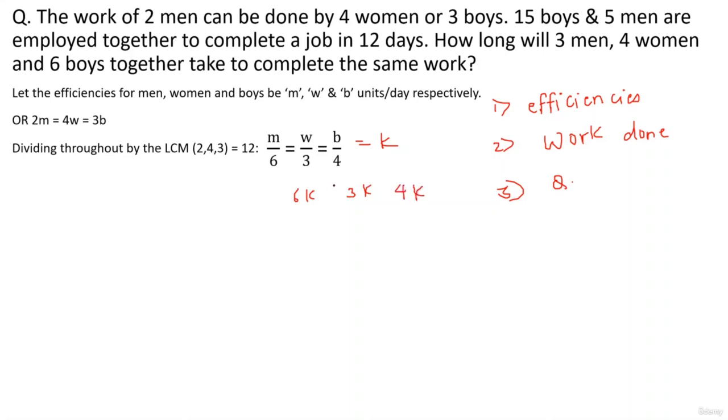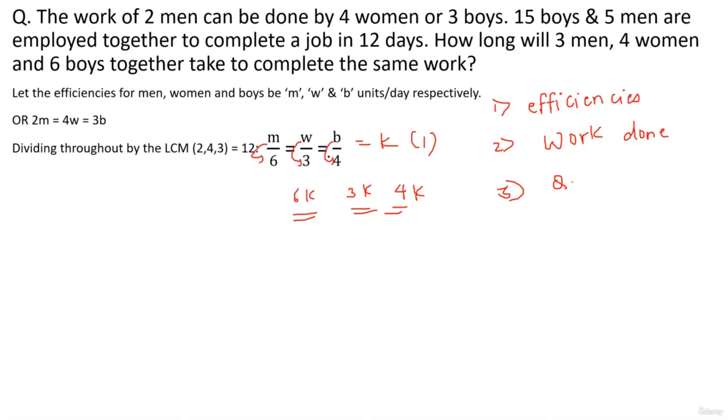Okay. In the end, क्या हो जाएगा? When we calculate the work done in terms of these values, उसमें भी K आएगा. So when you divide them, the value of K will get cancelled out. Okay. Or you can simply treat the K as 1 in that case. So you will get M is equal to 6, W is equal to 3, and B is equal to 4.